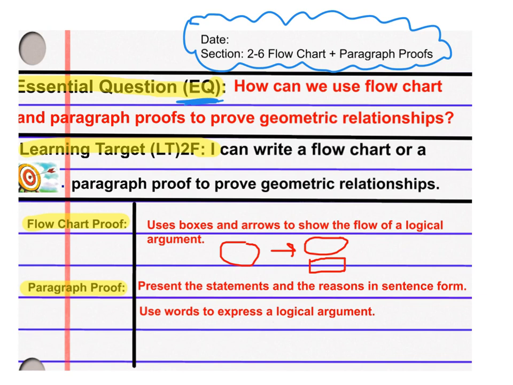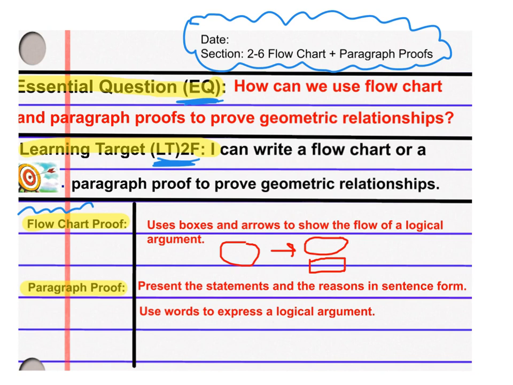So we've talked about algebraic proofs. We've talked about two-column proofs with the statement and reasons. In this section, we'll work on two new types of proofs. So we're on learning target, or LT2F: I can write a flowchart or a paragraph proof to prove geometric relationships. Then I'm going to go over the vocab.